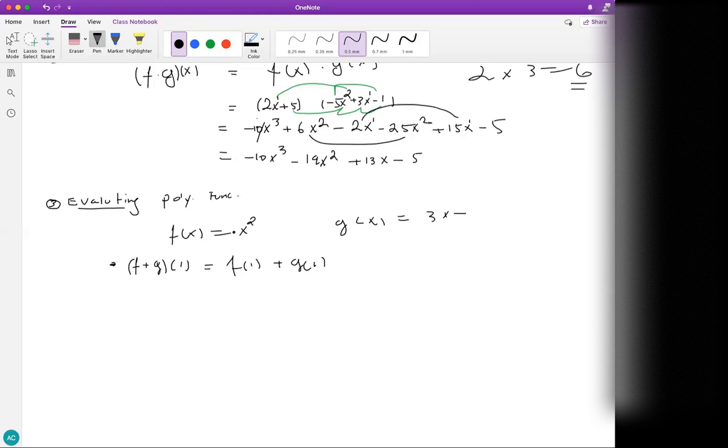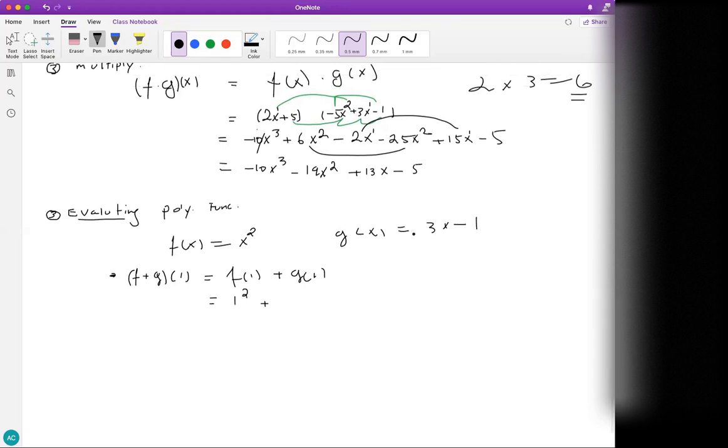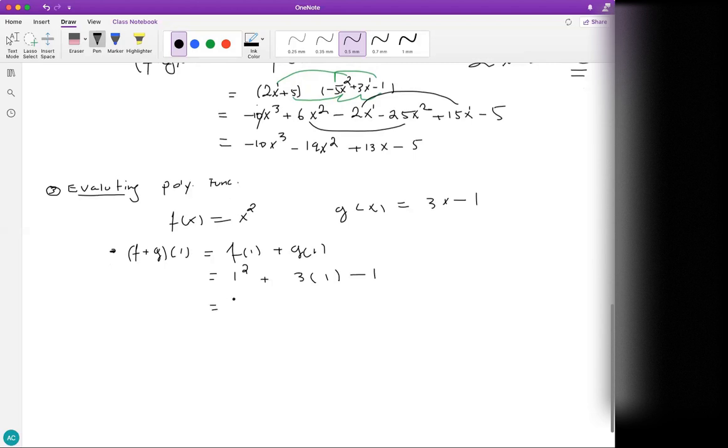So to find f of 1, we're just going to plug 1 into f. I'm going to plug 1 here. So f of 1 will be 1 to the second plus g of 1. G is this. We're going to plug 1. Okay, this is g. It's 3x minus 1. So to find g of 1, we're going to plug 1 here. It will be 3 times x, which happens to be 1, minus this one that comes with the function. And then you simplify your expression. That's 1 plus 3 minus 1. Cancel the 1s. You get 3.